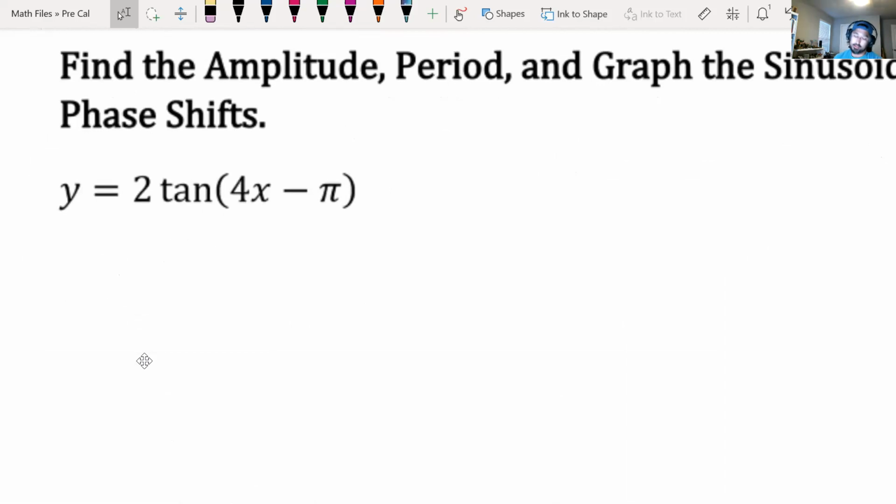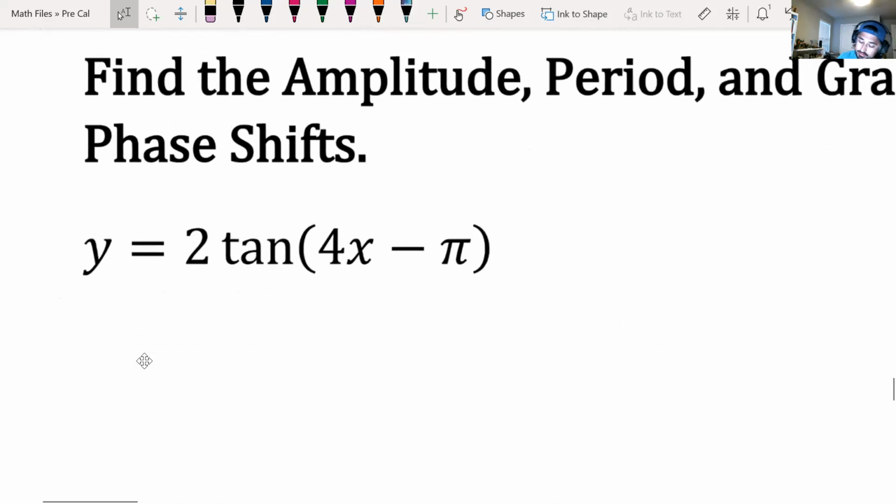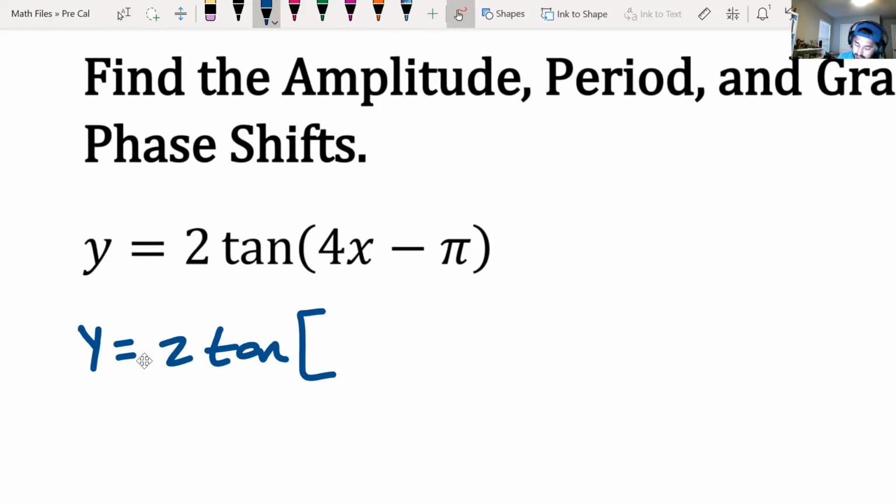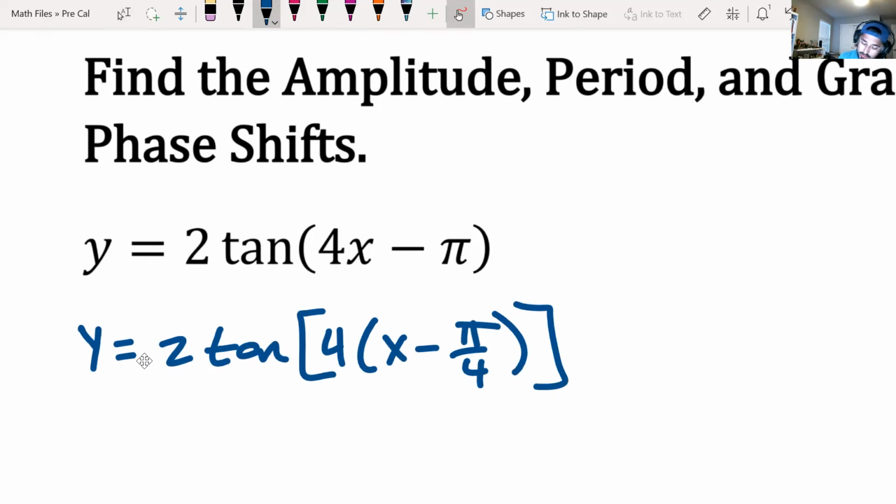All right. So I'm going to do this by transformations, but we have enough time. I can show it by key points if you want. So let's start with tangent and let's manipulate this. What am I going to factor out? The 4. Y equals tangent. Take the 4 out and you'll have x minus pi over 4. Perfect.